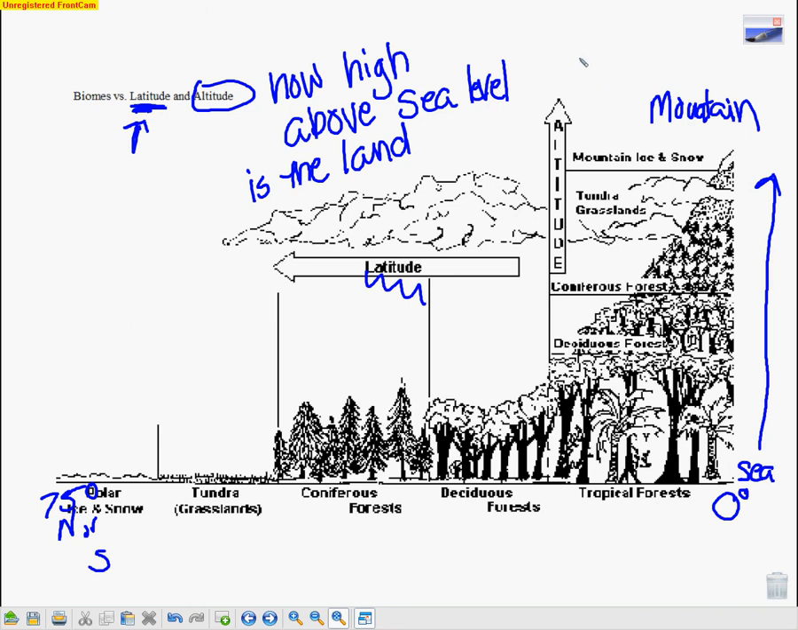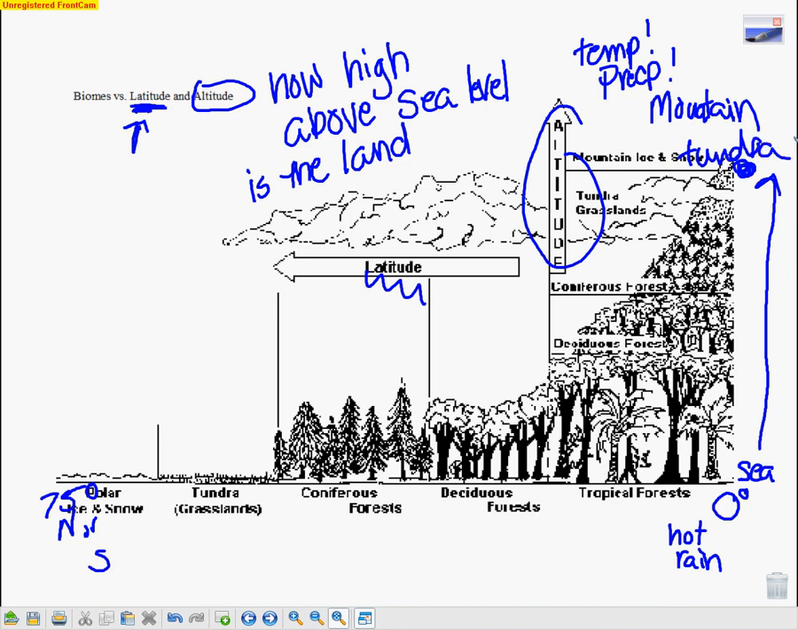And those two things are, anybody guess? If you said temperature, you are correct. And precipitation. So it's possible to be at 0 degrees where we think it is really hot and a lot of rain, like a rainforest situation. But because you are so high above sea level, because you exist up here at a very high altitude, you could have a tundra exist. And we'll talk a little bit more about that in class. I'll give you some examples of those.